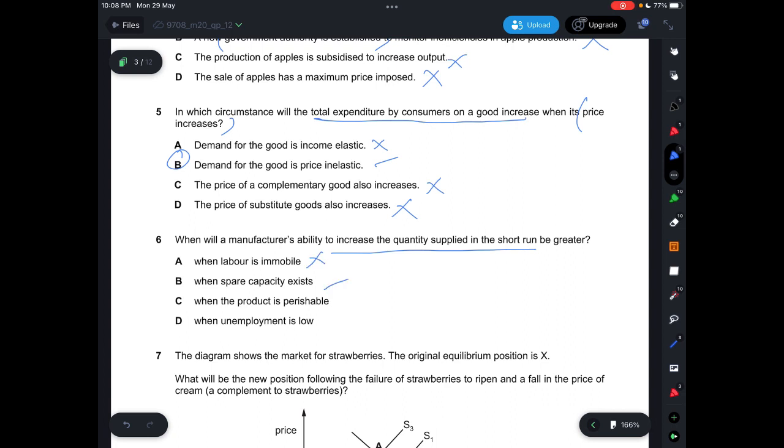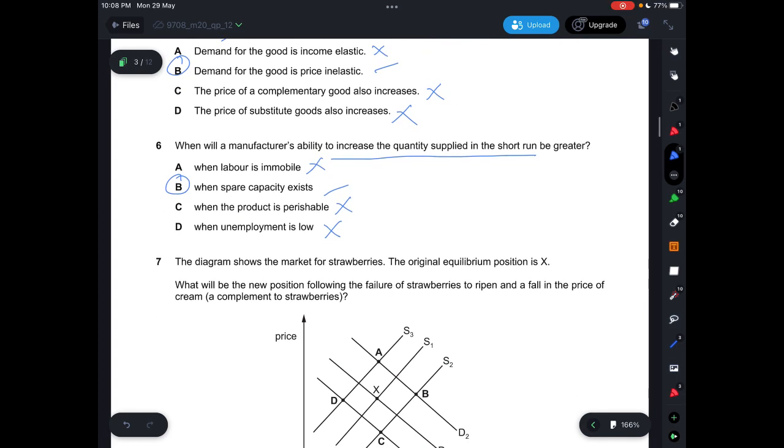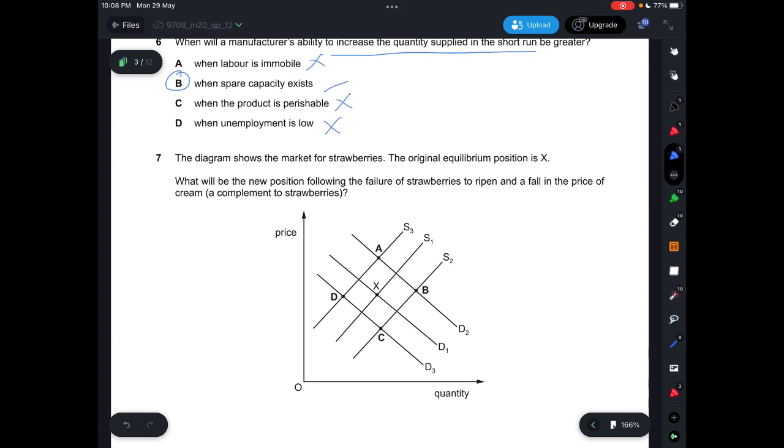C, it says when the product is perishable, which is not correct. And D, when unemployment is low, which is not correct. Because when unemployment is low, you cannot have enough labor to actually produce that particular product. So it's not D. In order to increase the quantity supply in the short run, you need to make sure that you have a significant amount of labor for that particular production. So unemployment should not be low, because that means that you have less labor to produce a particular product.